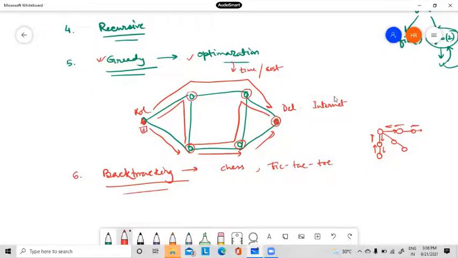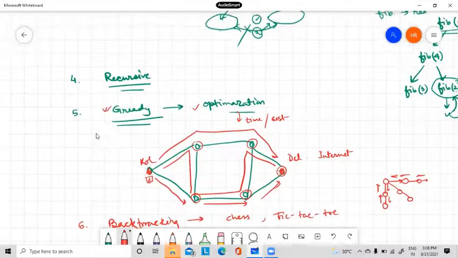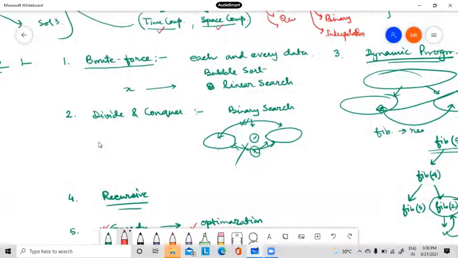So normally these are the 6 different types of algorithms based on how we are solving the problem, how we are going to the solution. Number 1 is brute force, where we use each and every element to decide the solution. Then we have divide and conquer, where we are not using all the elements; we are bypassing some elements to solve the problem. Then another alternative to divide and conquer is dynamic programming.